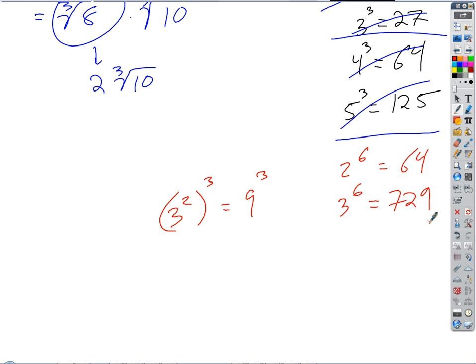Look how fast that grew. 729. My goodness, that's huge. Okay, now what if we do 4 to the sixth? That'd be like saying 4 squared cubed. 16 cubed. 16 squared is 256, right? Times 16. Man, what's that gonna be? That's like 4 times 4. 4 times 256 is 1,024. 4 times that is 4,096.